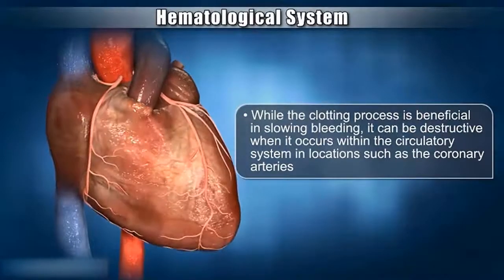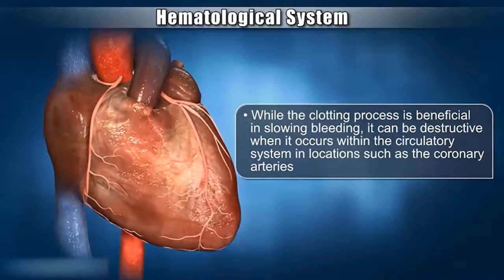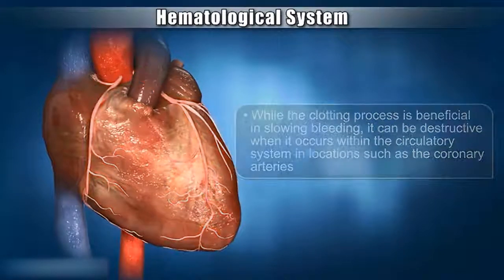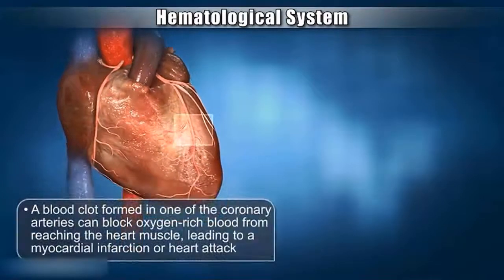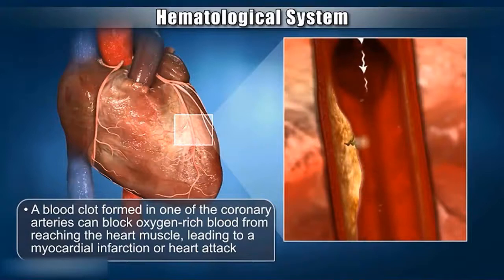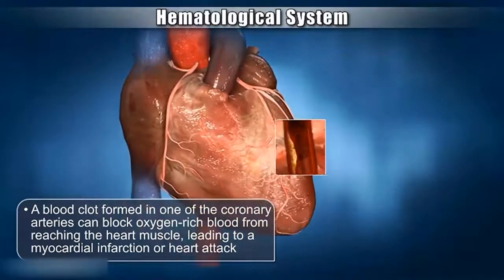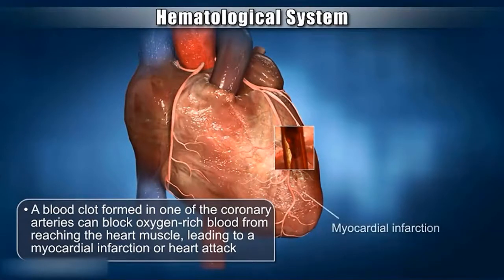While the clotting process is beneficial in slowing bleeding when injury occurs, it can be destructive when it occurs within the circulatory system in locations such as the coronary arteries. A blood clot formed within one of the coronary arteries can block oxygen-rich blood from reaching heart muscle. This leads to a myocardial infarction, also known as a heart attack.